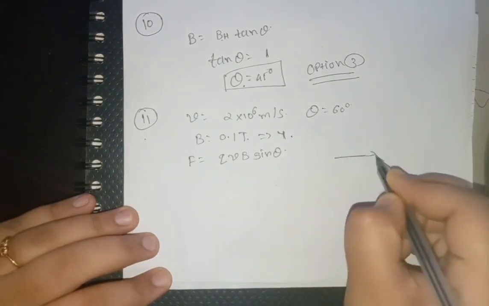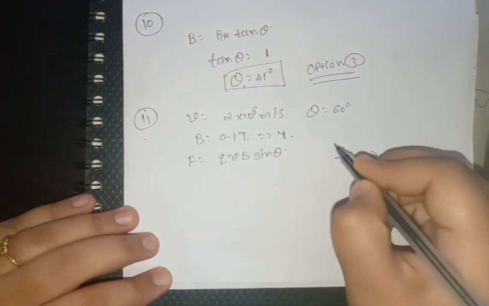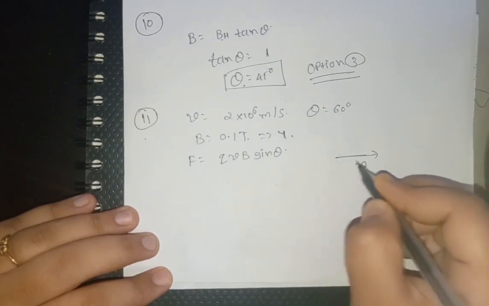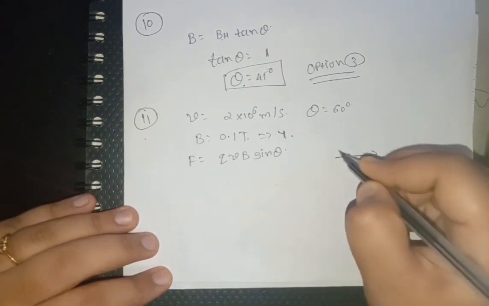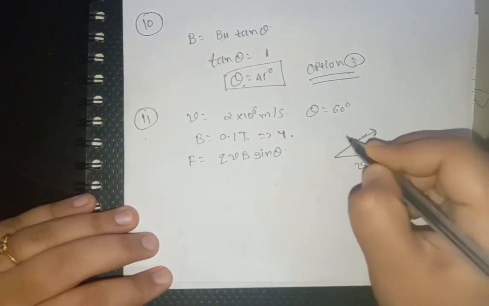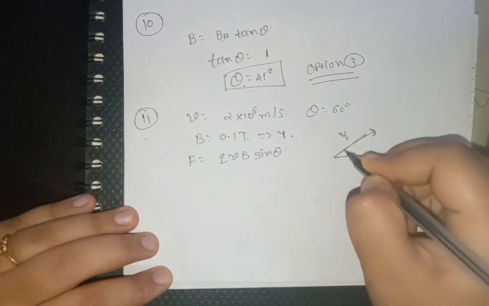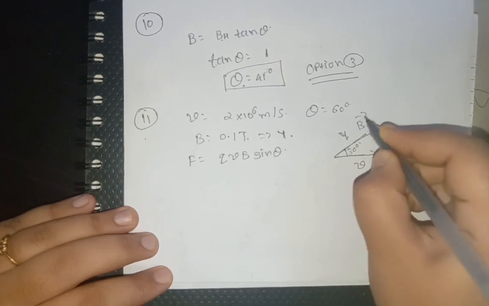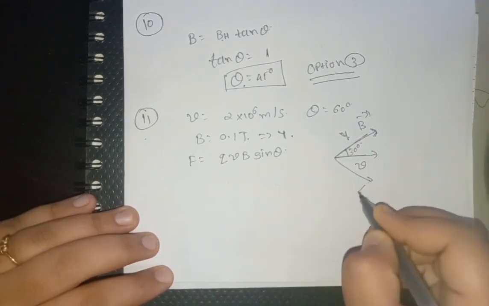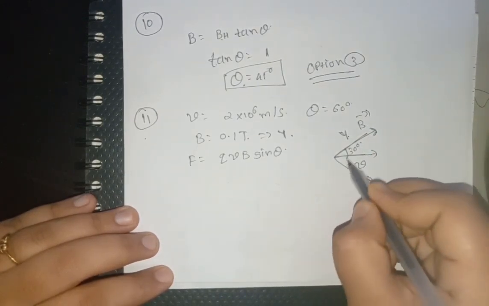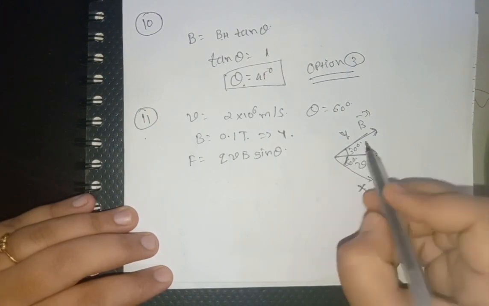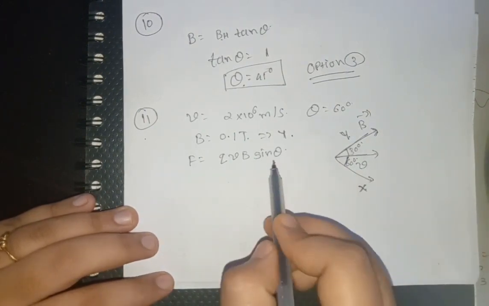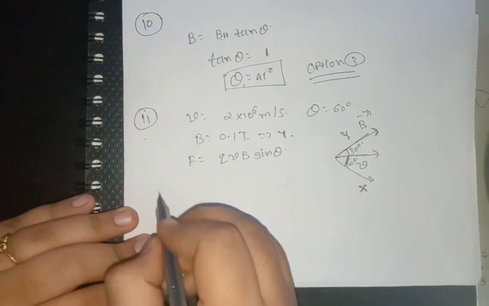Here the velocity of the particle is making an angle of 30 degree with the magnetic field. Let's say this is the x-axis, this angle is 60 degree, so this angle will be 30 degree. So here theta will be 30 degree.